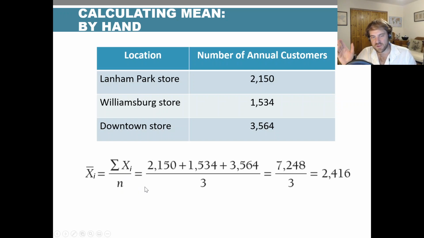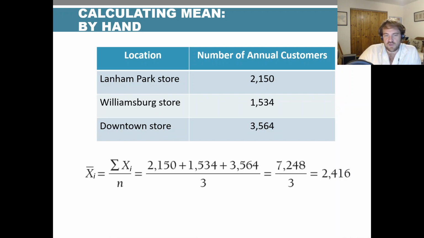Well, we've only got 3 observations, so it's really easy to put that here, right? So we've got 2,150, that's x sub 1. We've got 1,534, x sub 2. We've got 3,564, that's x sub 3. We have 3 observations. And if we add those together, it's 7,248 over 3, which is 2,416.